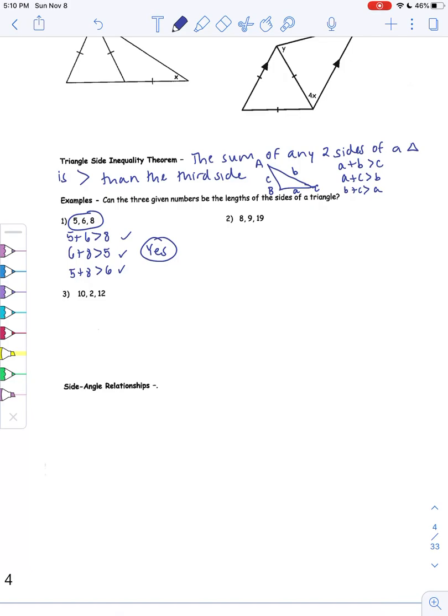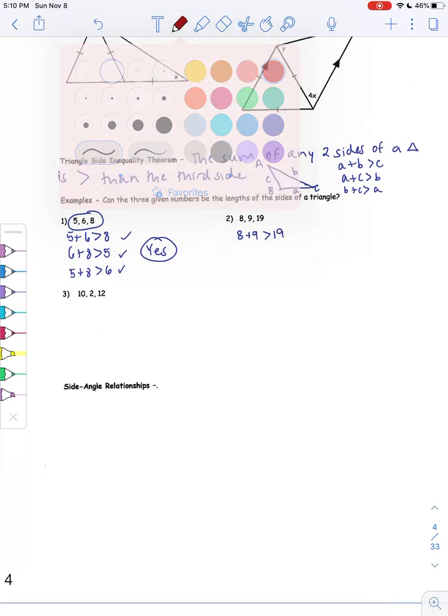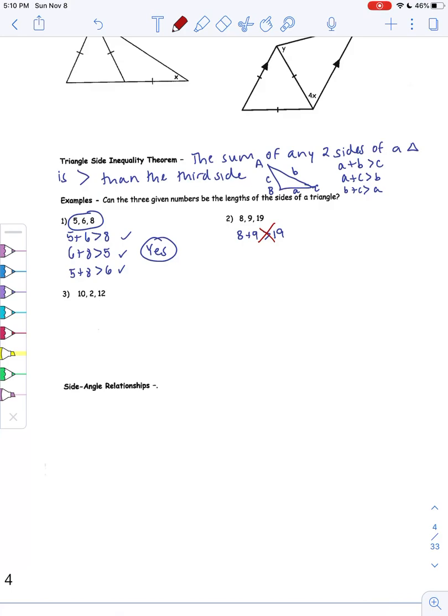Okay, so for number 2, we would again check all of the possibilities. 8 plus 9, is that greater than 19? Uh-oh, that's not right. So that means that this is not a possible set of numbers that could represent a triangle. And so what that means is that you might be given sides where the third side is too short, or maybe it doesn't make sense to fit it within the parameters of the given other two sides. That third side wouldn't be a possible side of a triangle.